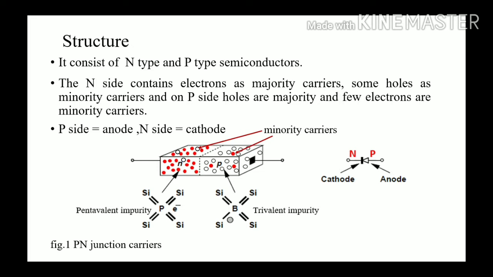In the basic structure, on the n side, the electrons are the majority carriers. Some holes are the minority carriers. On the p side, holes are the majority carriers and few electrons are the minority carriers. The red colored dots represent the electrons and the white dots represent the holes. Also we can see the basic circuit representation of the PN junction, with the P side acting as an anode and the N side acting as a cathode.